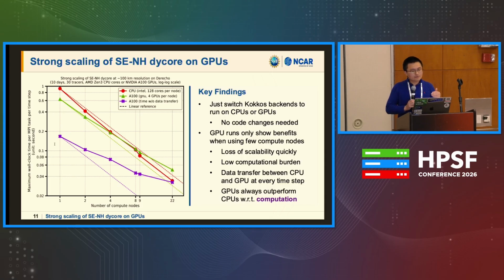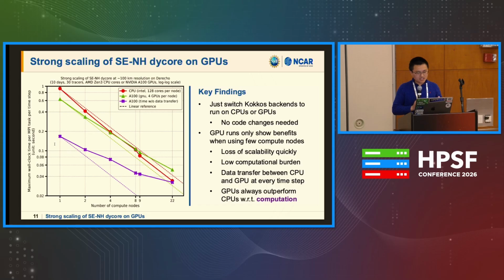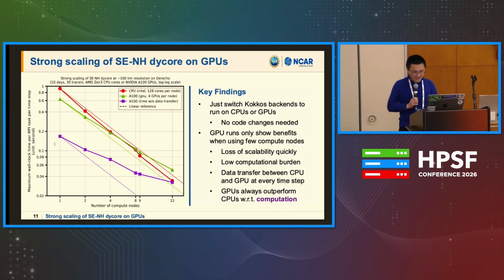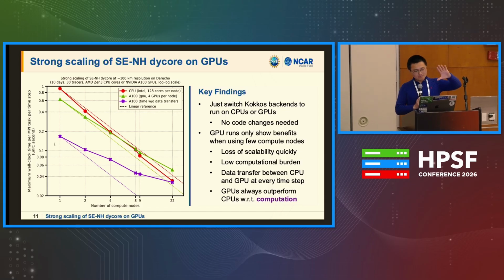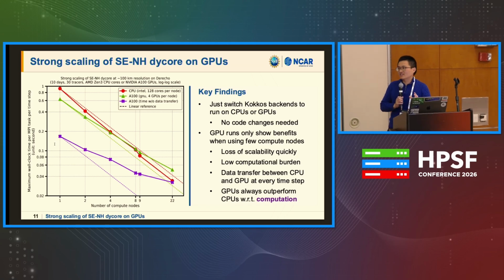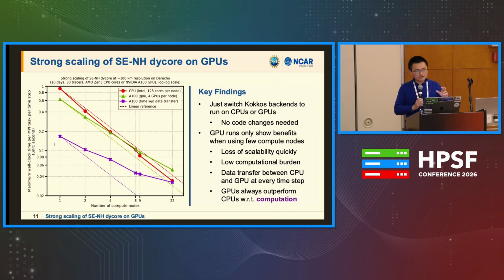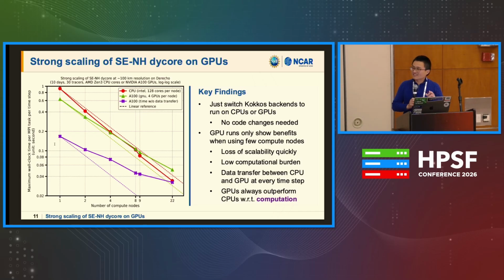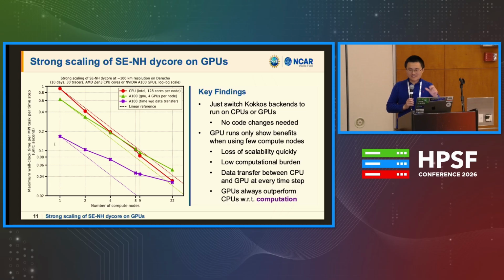We can also plot the GPU computational time only for this simulation, which is shown in purple on the slides. And you can see the big gap between the green line and the purple line. That is the data transfer happening between CPU and GPU at each time step. This basically tells you that for these configurations, the majority of time is not spent on computation on the GPU. It's just spent on the data transfer between CPU and GPU.